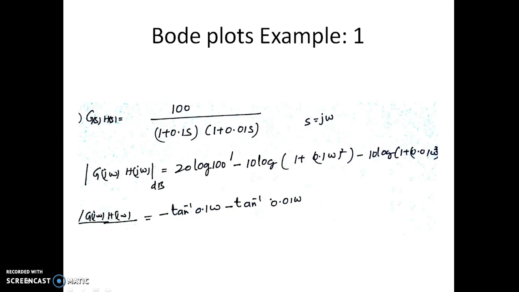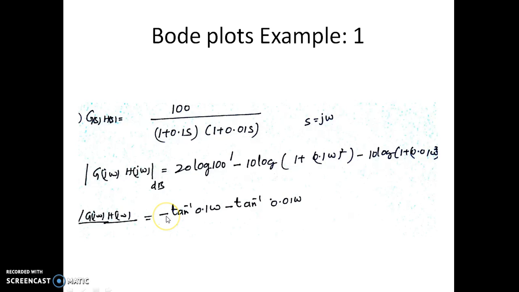So let us consider a transfer function having two poles having time constant 0.1 and 0.01 with a gain of 100. So the expression for the magnitude is given by this expression, and the phase is given by the second expression, that is minus tan inverse of 0.1 omega minus tan inverse of 0.01 omega.